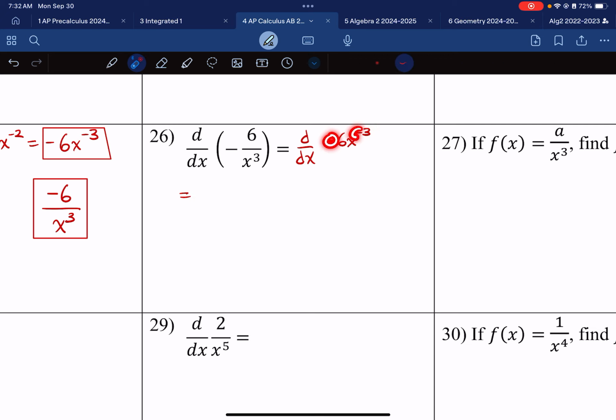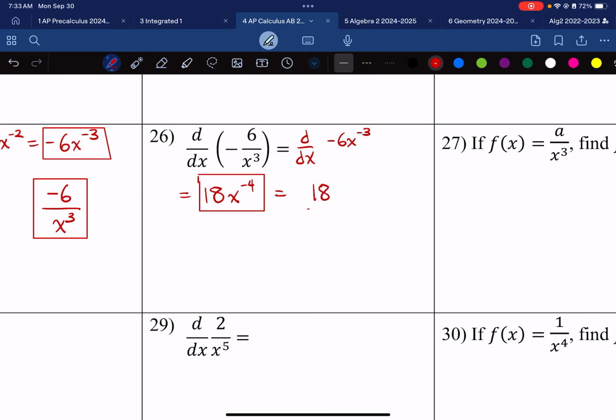A negative times a negative is a positive. 6 times 3 is 18. This is going to be a positive 18x to the power of, it goes down from negative 3 to negative 4. So this is an answer, box it, but be ready for an equivalent form, which is 18 stays on the top, and x goes down to the bottom for a positive 4.